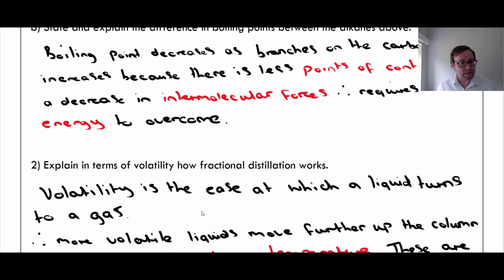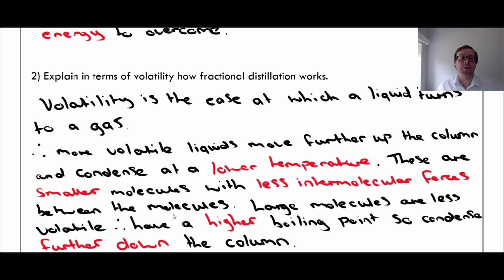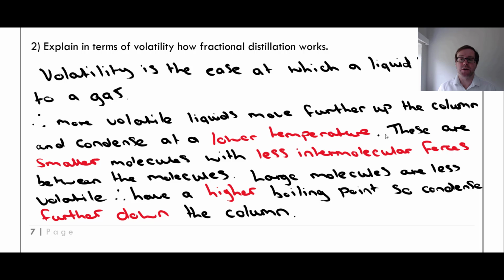Okay. Explain in terms of volatility how fractional distillation works. Again, if you've got most of these points, that's fine. There's no definitive way to answer this. But I've written that volatility is the ease at which a liquid turns to a gas, so I've defined it. Therefore, more volatile liquids move further up the column and condense at a lower temperature. These are smaller molecules with fewer intermolecular forces between the molecules. Large molecules are less volatile, therefore they have a higher boiling point, so condense further down the column.